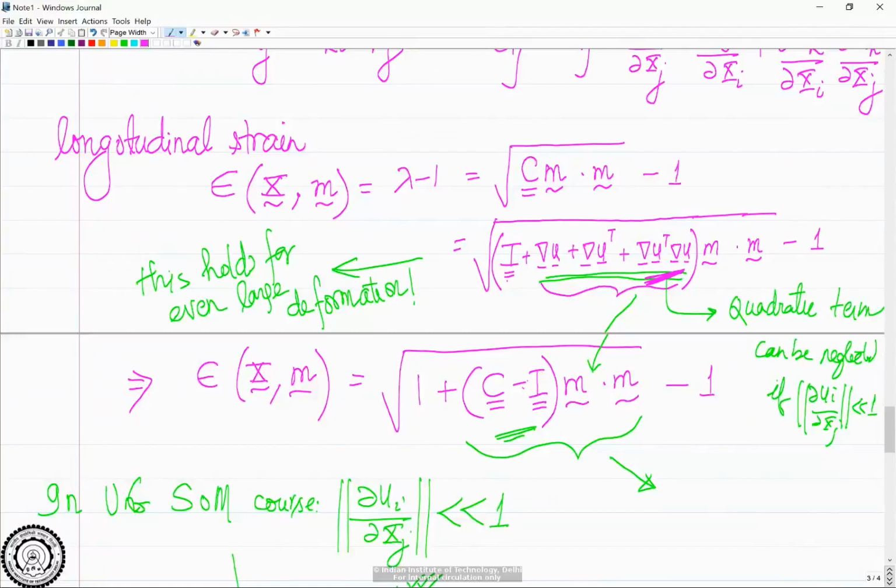Even for soft matter, they deform a lot. You take a rubber, you can deform it a lot. So there, it's not a good assumption to say that the displacement gradient is small. Okay, sir.